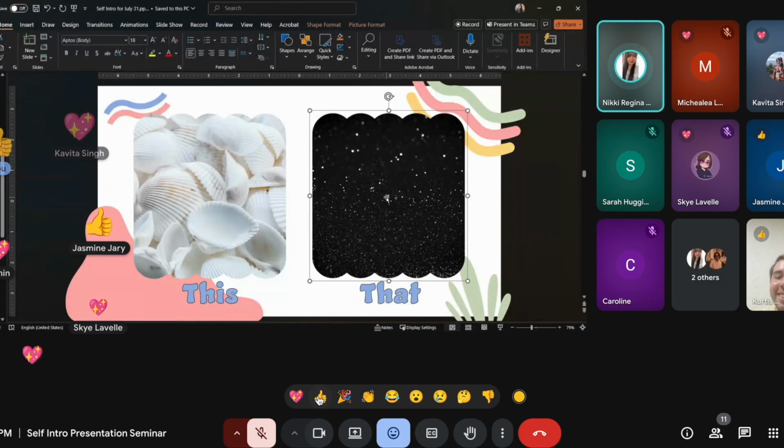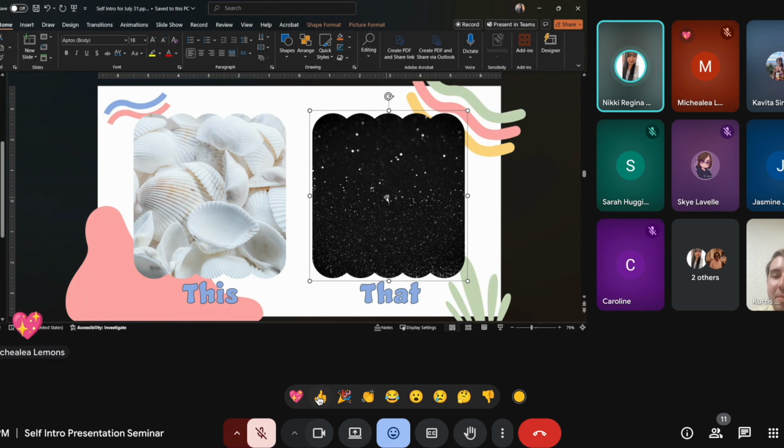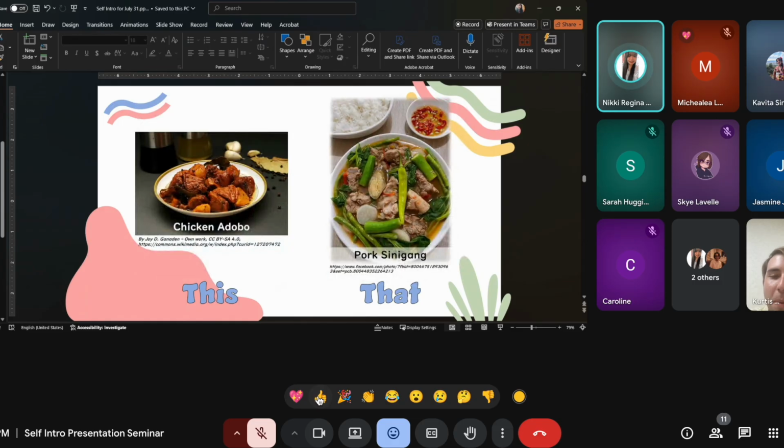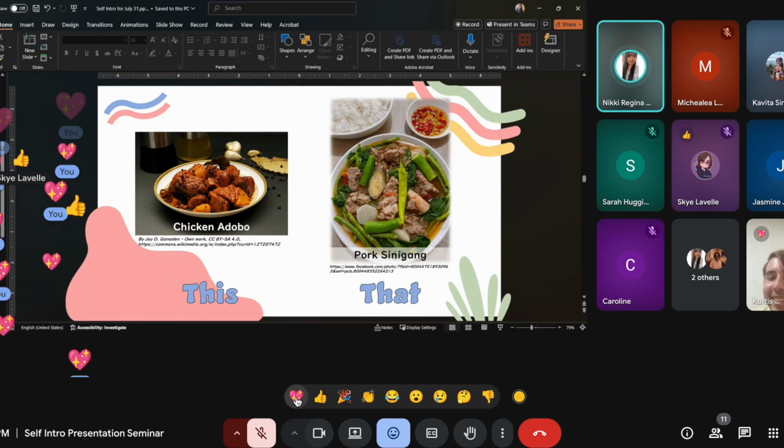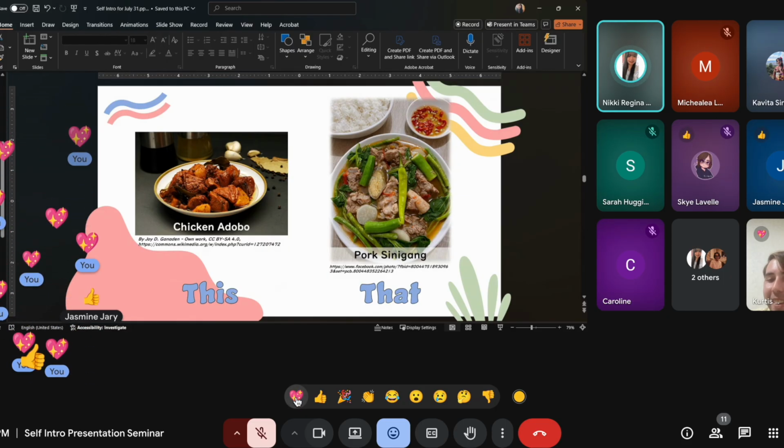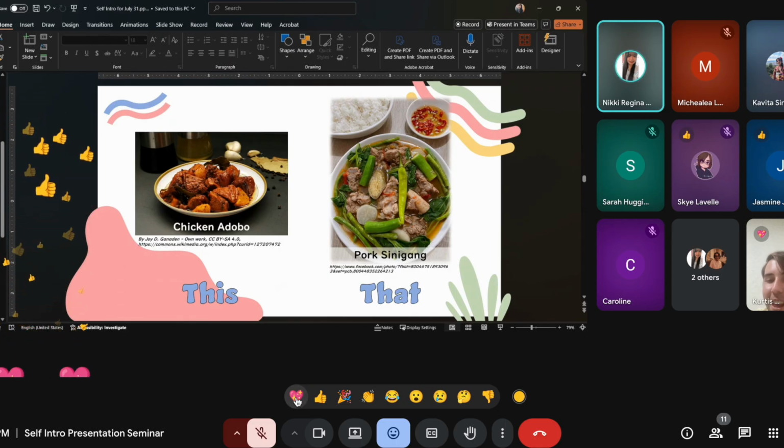Oh, okay. So I think we have a tie. Some of you answered this and some of you answered that. I like black more than white. So my answer is a heart. Okay, next. Oh, Filipino foods. Have you tried any of these? So please click this for chicken adobo and heart for pork sinigang.